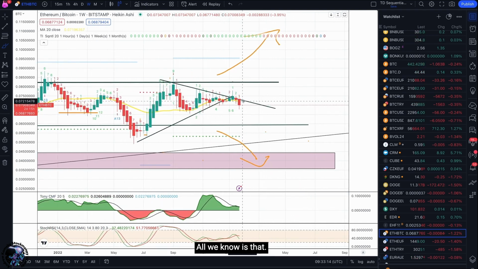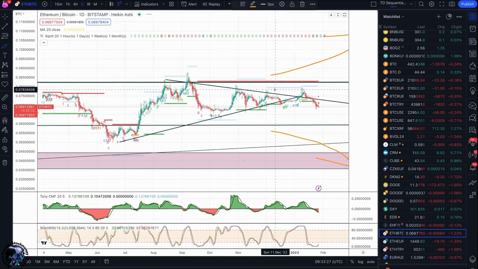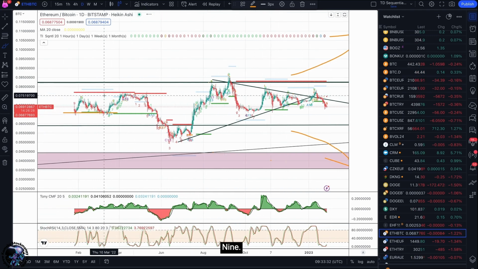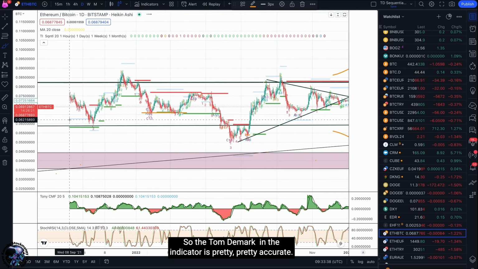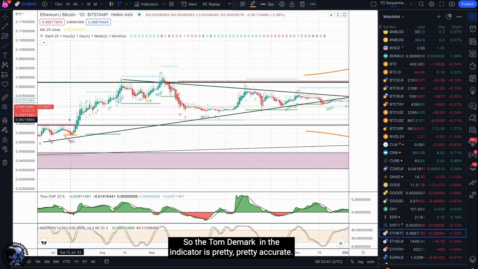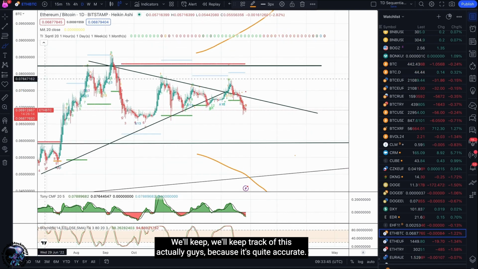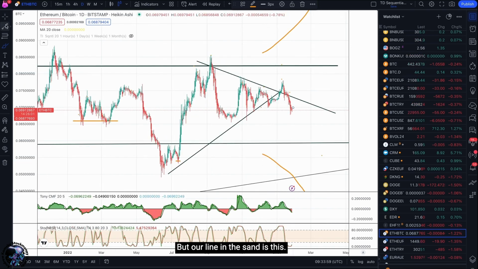All we know is that, look at this, 9, 9, 9, 9, 9, 9 on the bottom. So the indicator is pretty accurate. We'll keep track of this actually, guys, because it's quite accurate. We hit a 9 on the bottom, so we've had 1 week of downside, and we saw that just now. But our line in the sand is this.